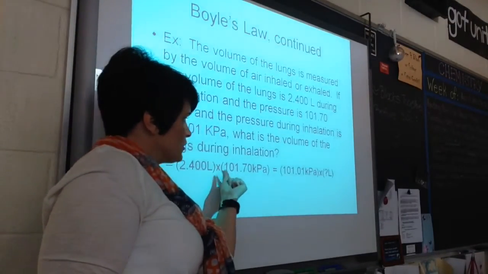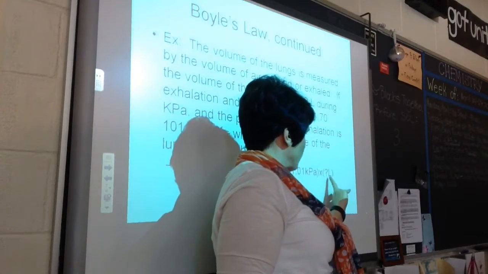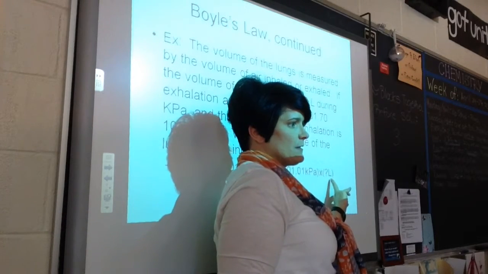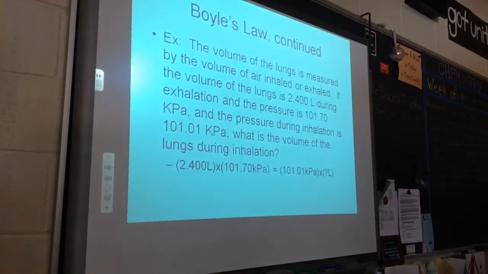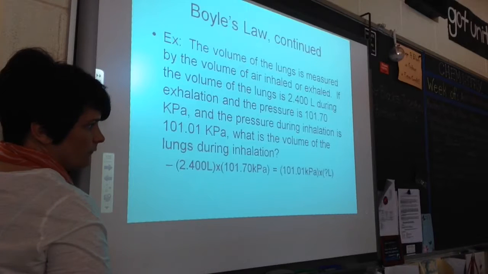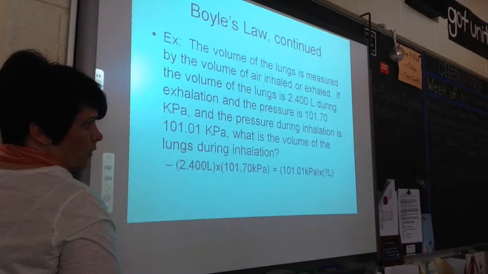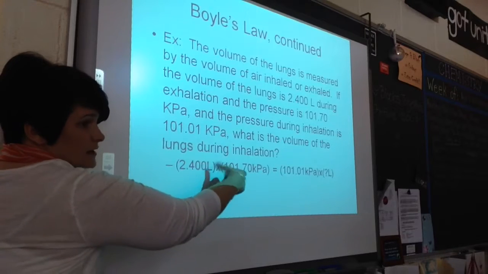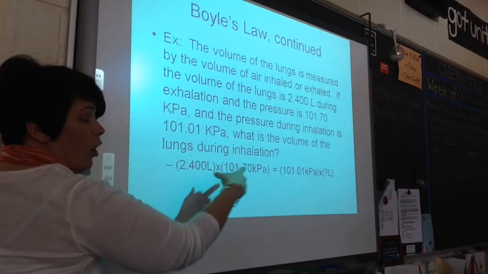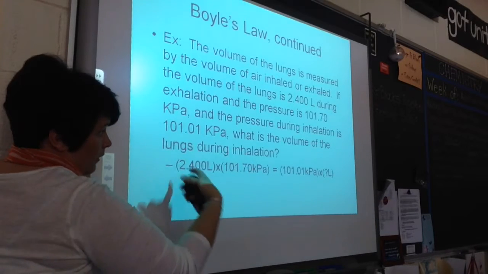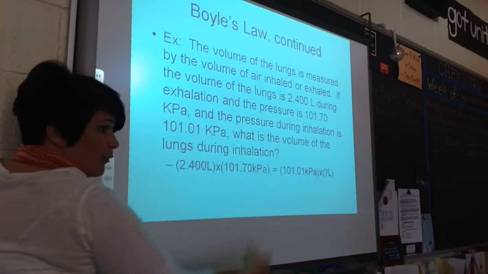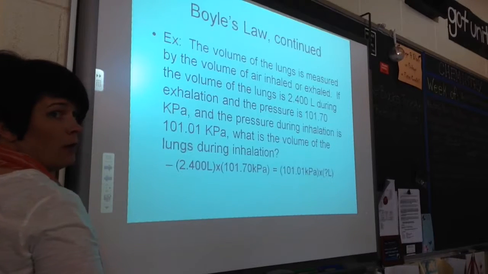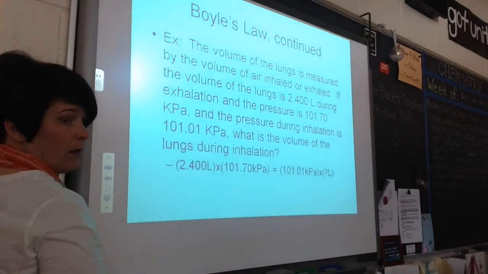These two go together, multiply, equals this one times, we don't know, liters. Algebraically, what happens here? Divide by 101.01. Multiply 2.4 by 101.7 to get this product. Or you can put it in the calculator: parentheses, 2.40 times 101.7, close parentheses, divide by 101.01. This is algebra 1. So what is our answer?